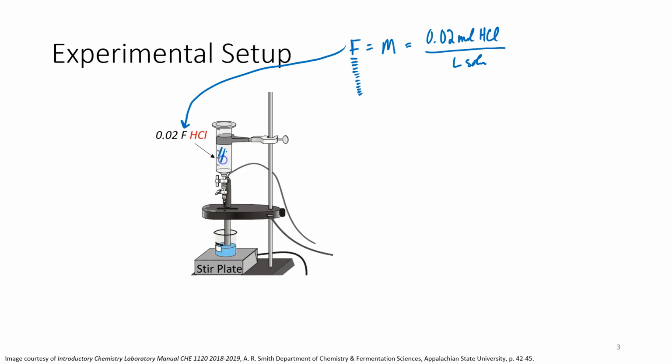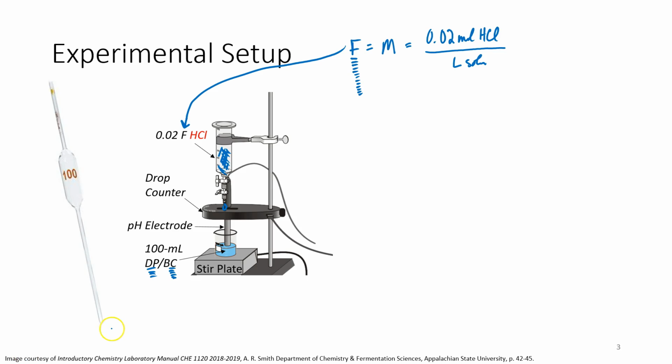So again, you'll have your titrant here, which is again that dilute HCl. Every drop of your titrant will pass through a drop counter. You'll have a pH probe immersed in your sample, and you will be titrating a 100 ml aliquot of Duck Pond and Boone Creek, and you want to measure this 100 ml aliquot as precisely as possible. So you'll use a 100 ml volumetric pipette, or Bertha. She's a big one.